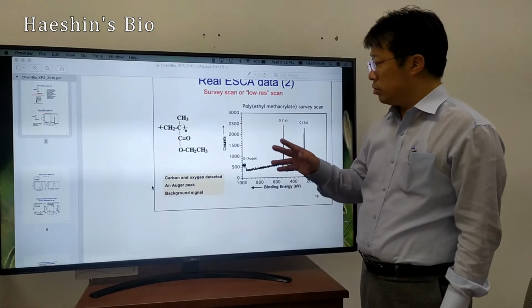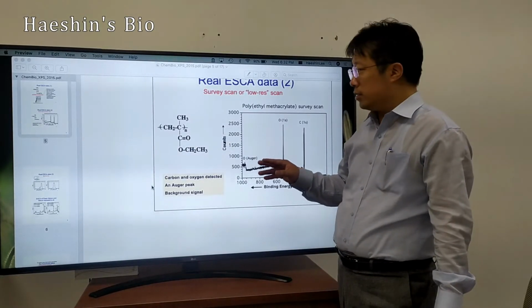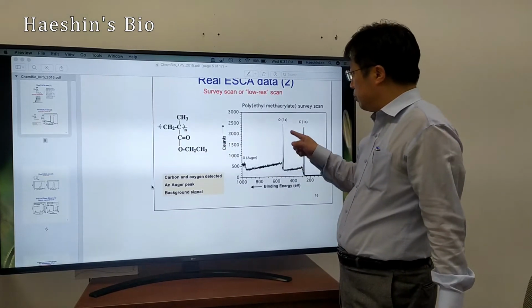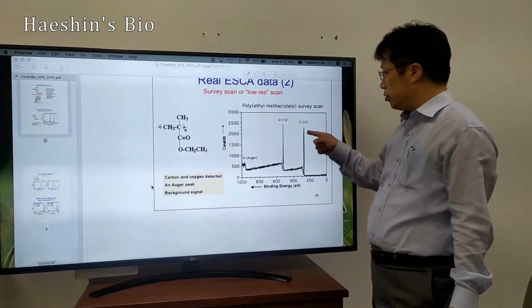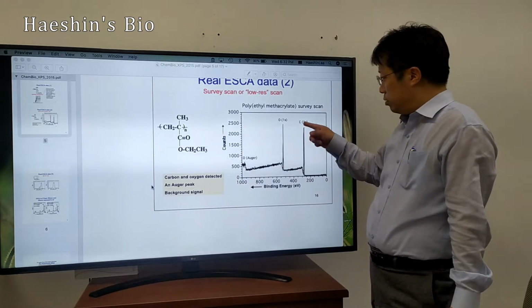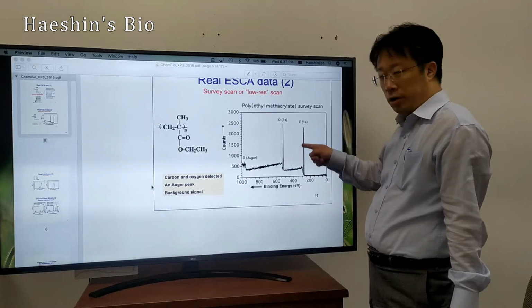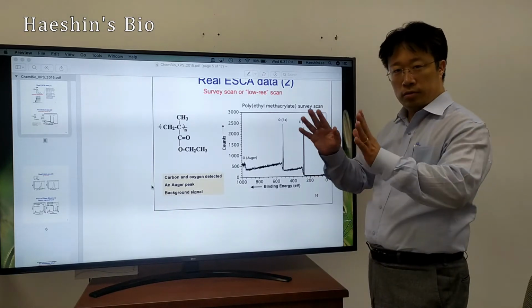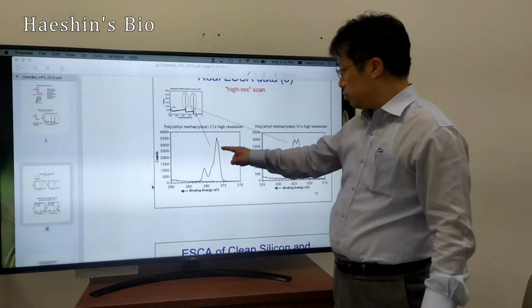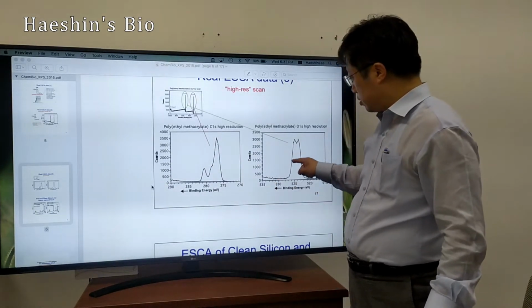Okay, so this is continuing from the previous class. And then this one is ethyl methacrylate polymer. This has carbon and oxygen peaks, and then we zoom in on the area. We have three different peaks of the carbon, which are 1, 2, 3, and oxygen has 1 and 2.